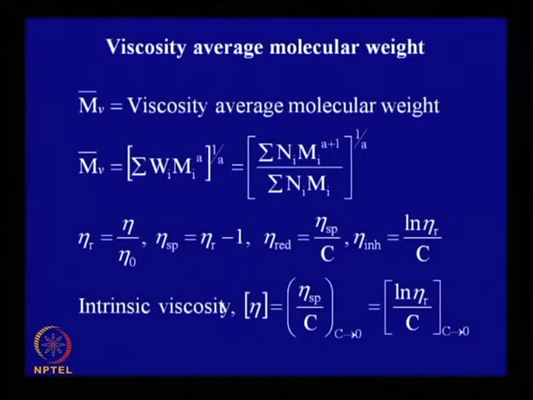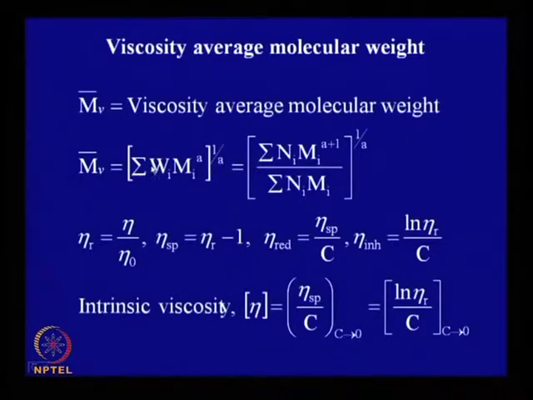Now, look at the viscosity average molecular weight. Here again, this viscosity average molecular weight is calculated with the help of weight fraction, and weight fraction upon species multiplied by the molecular weight of that particular species to the power a, where a is some exponent, and the whole sum of this product is raised to the power 1 by a.